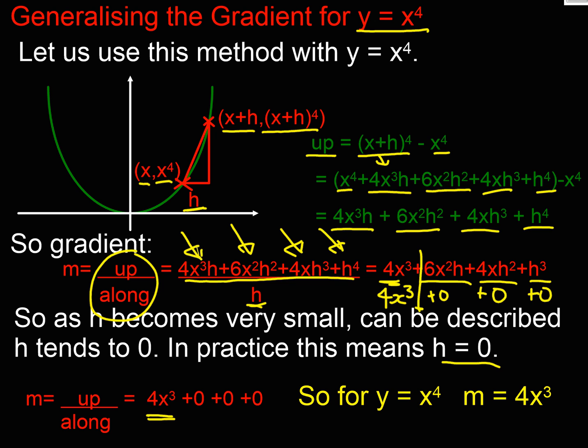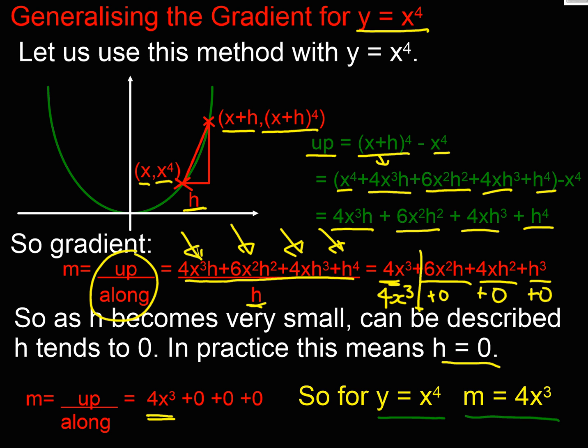So we've now proved to ourselves that for the curve y equals x to the 4, the gradient m at any point is 4x cubed. So again, if we start at the point x equals 3, we'd have 3 cubed is 27, and then we'd have 4 lots of 27, which is 108. And we could do that for any point, we can find the gradient.